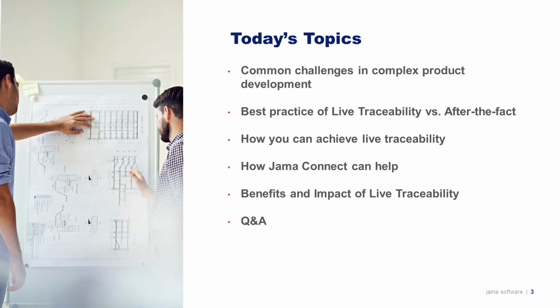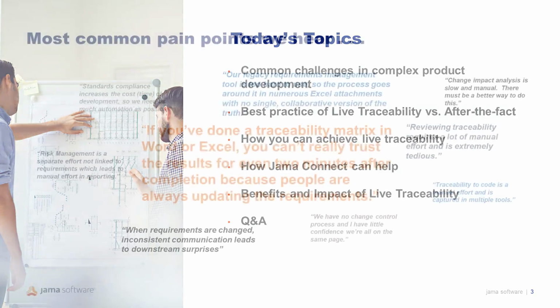We'll talk a little bit about what we see as best practices of what we call live traceability, versus a more after the fact and reactive approach. We'll talk about how you can achieve live traceability. Then we'll dive more deeply into how Jama Connect can help. We'll also introduce you to a new product from Jama Software, Jama Connect Interchange. So we'll talk about how Jama can help enable live traceability and support best practices. We'll end with a recap of some of the benefits and the impact that we've seen from customers in various markets. And as Marie mentioned, we'll get into some Q&A at the end.